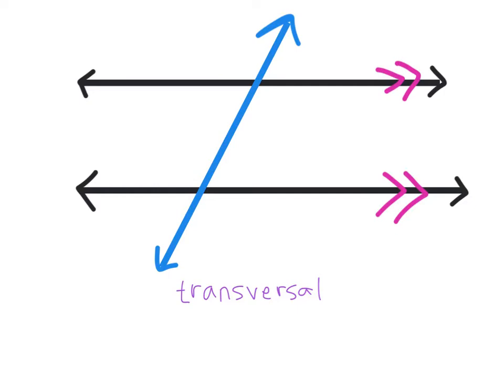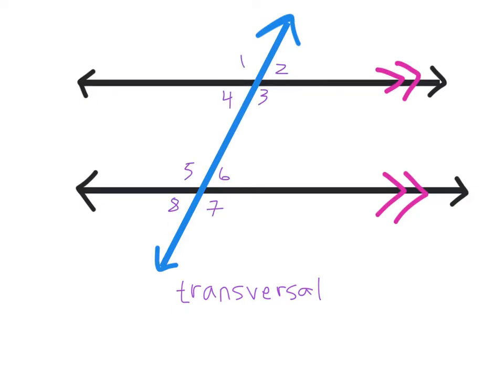Okay, so one more quick piece of vocab. This blue line right here is called the transversal. Okay, and what does that mean? How do we know when something's a transversal? It is the line that cuts across the two parallel lines. Okay, it's a line that touches both of our other two lines. So the blue line is my transversal. The two black lines, those are my parallel lines.